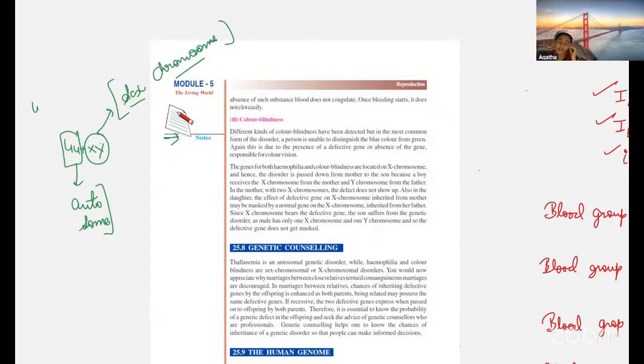Unlike normal people, the clot won't come. When we have a small cut, some blood will come and after some time it will stop automatically. But if the person has hemophilia, then the blood will not stop. So this is hemophilia.